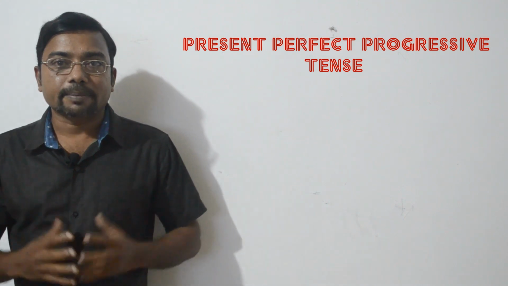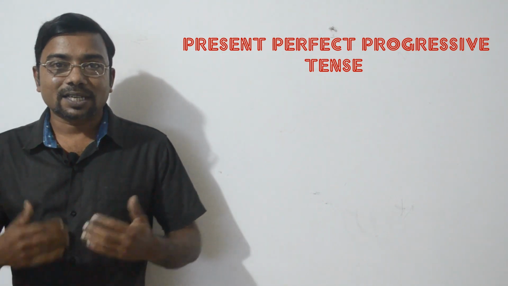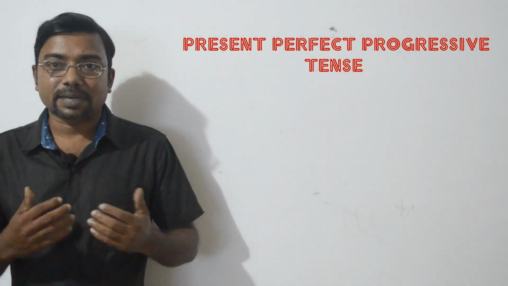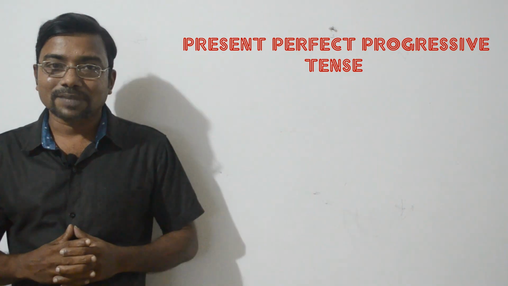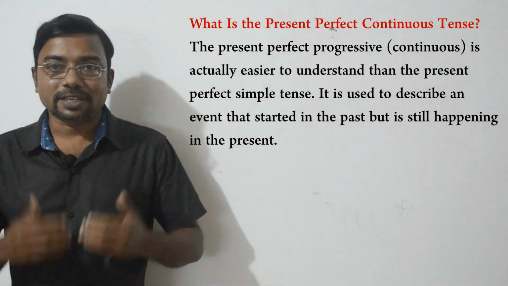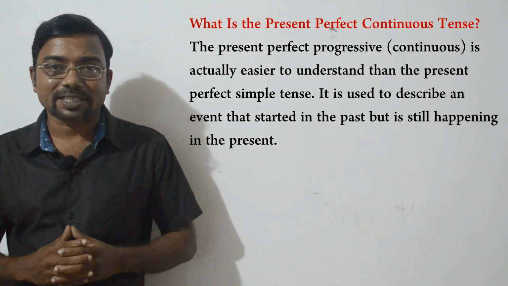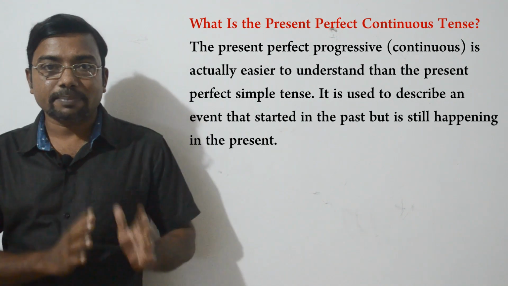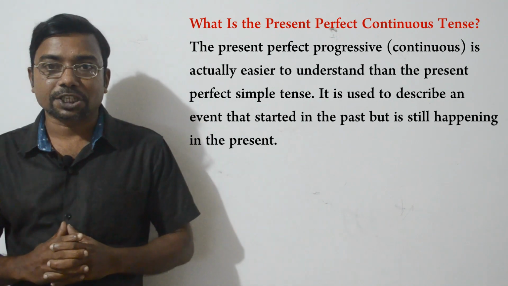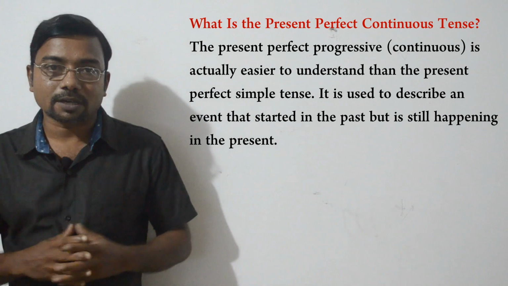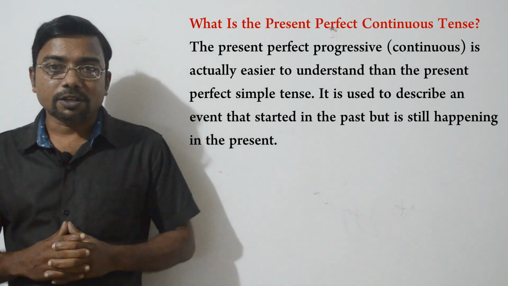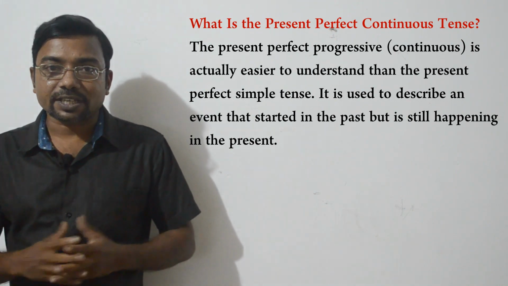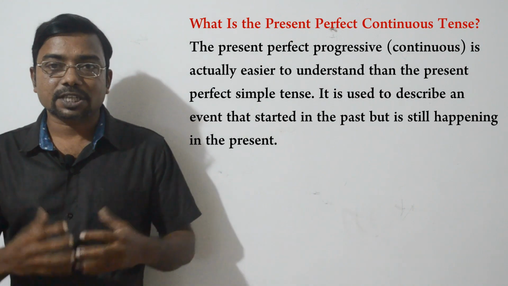Okay. From my previous lesson, we discussed the present perfect tense. Now we are going to learn about the present perfect continuous tense. Okay, let's begin. The present perfect continuous tense is also called the present perfect progressive tense. We use this tense to express an action that started in the past and continues into the present moment, or has recently stopped.